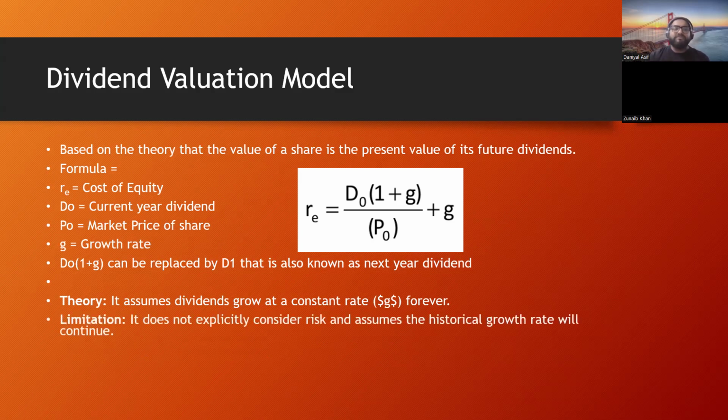And the limitation is it does not explicitly consider the risk and assumes the historical growth rate will continue. Because in the case of DVM, you assume that the dividends that grew by the rate of 10% 5 years ago are still going to continue growing at 10% for the upcoming life, even if things change, even if there's a risk of historical or unhistorical events, even if there's a risk of systematic or unsystematic matter. It explicitly does not consider any risk or any other thing. It only considers your historical growth rate.